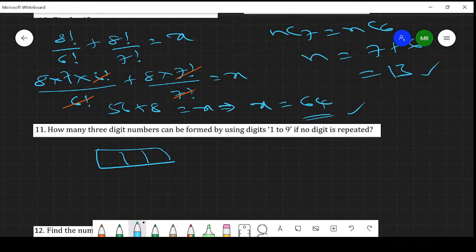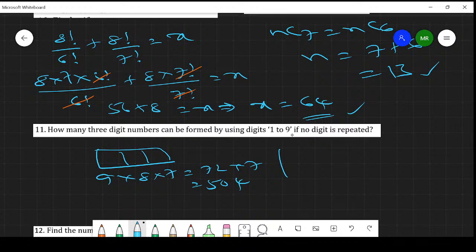3 boxes. We have the numbers 1 to 9, so we have 9 numbers. The first box I can fill 9 ways, second one 8 ways, third one 7 ways. I can simplify this: 9 into 8 is 72, 72 into 7 gives 504.